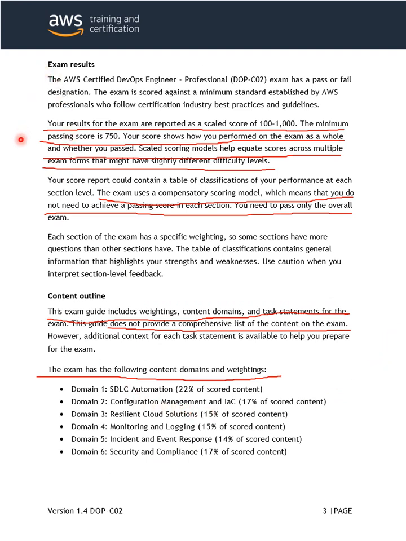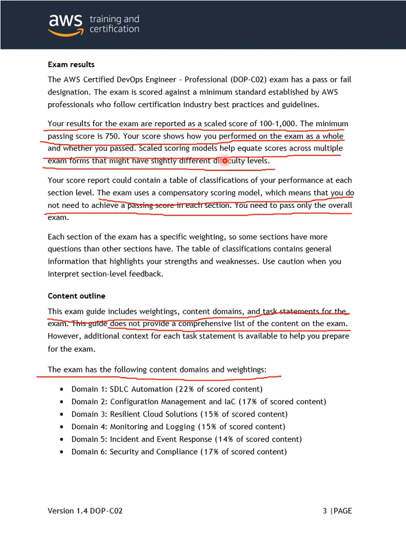So the next part is how AWS declares the result. The DevOps Engineer Professional Exam is either pass or fail. The exam is scored against a minimum standard established by AWS professionals who follow certification industry best practices and guidelines. Results for the exam are reported as a scaled score of 100 to 1000. The minimum passing score is 750. The score shows how you performed on the exam as a whole and whether you passed.